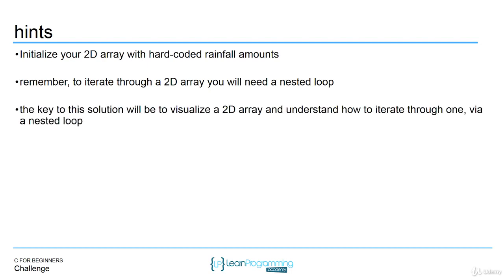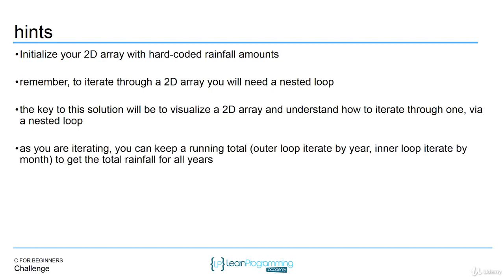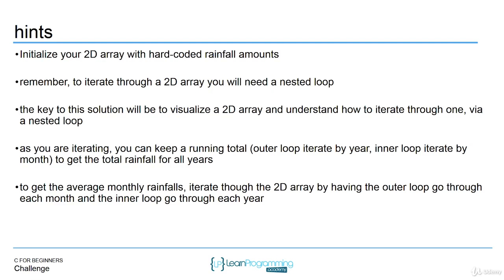The key to this solution will be to visualize a 2D array and understand how to iterate through one via a nested loop. If you know how to iterate through a 2D array, you're going to be fine. As you are iterating, you can keep a running total, which is our first set of loops. An outer loop will iterate by the year, and the inner loop will iterate by the month. You can keep a running total to get the total rainfall for all years. So your first goal should be to get that total rainfall, and as you're getting it, you can print out the yearly total as well. Then, after you're out of that loop, you can print out the yearly average. Then you're going to need another loop to display the monthly average.